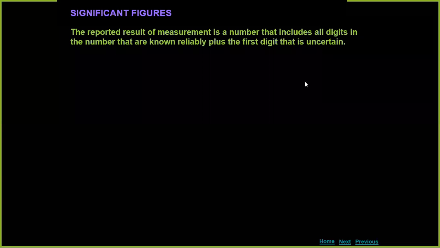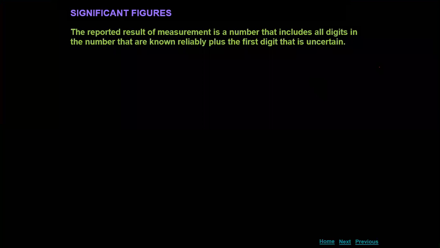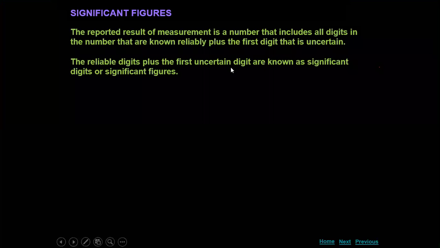Significant figure means if we make a measurement, we will get a certain number. In that number, all the digits that are reliable plus uncertain, both combined, we take as the measurement. So the reliable digits plus uncertain digits, both combined, we are taking as significant. So reliable and uncertain we need to know exactly.